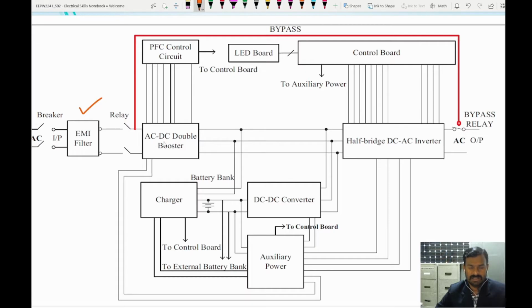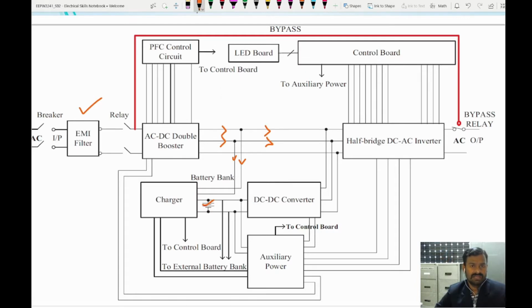Once the AC supply is given to this double booster, you will have the voltage which is required to feed the full bridge DC to AC inverter. Also, a partial amount of power will be transferred to the charger unit, and according to that, the battery will be charged. So the power flow would be in two directions, one to the load through the inverter, and the second one to the battery through the battery charger. So this is a normal mode of operation.